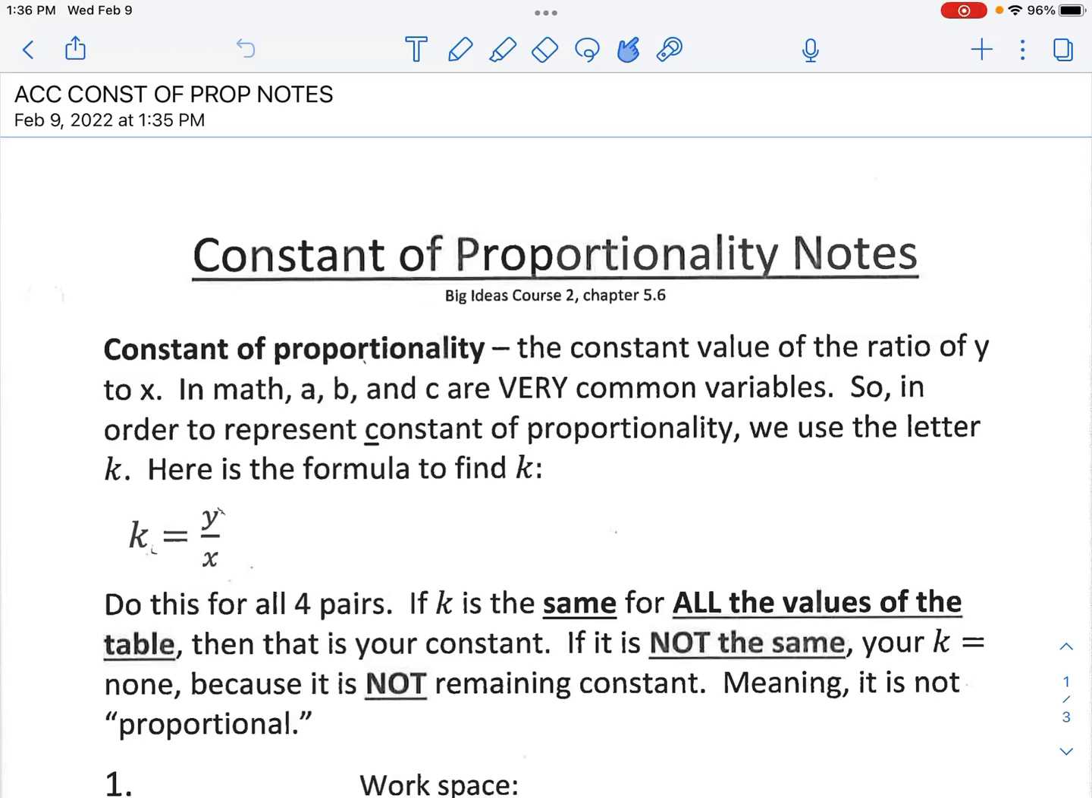Good morning, everyone. All right, so we're going to work on constant of proportionality.